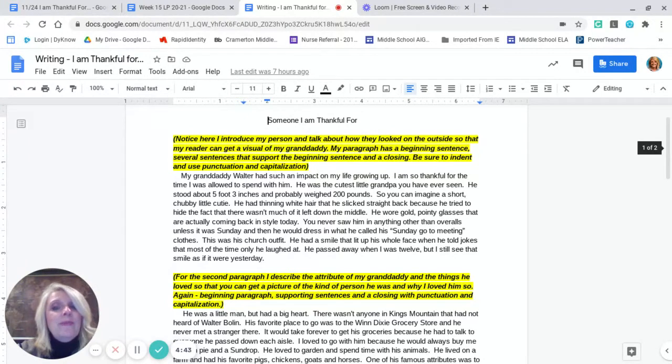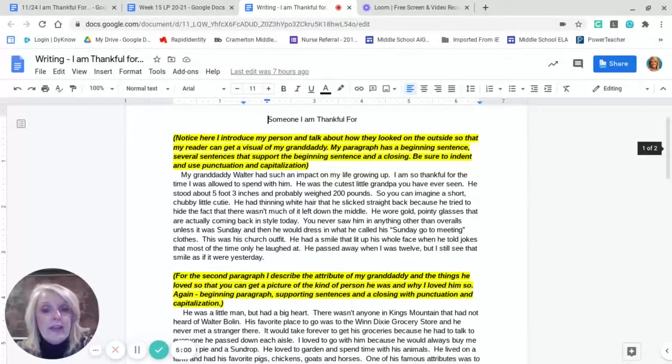He passed away when I was 12, but I still see that smile as if it were yesterday. So this describes what my granddaddy looks like on the outside. And right now, you probably have a visual of what he would look like in your mind.